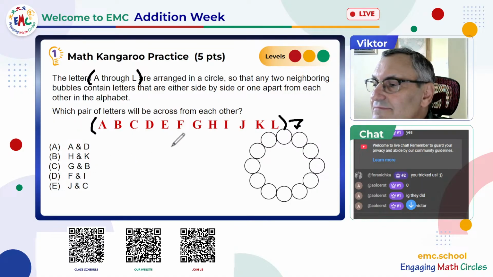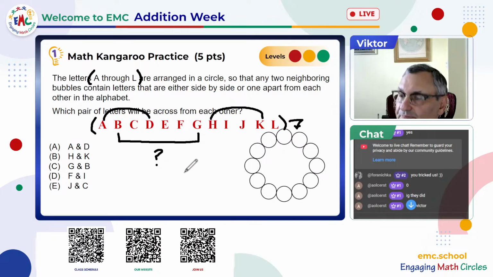Where can we find that more easily? I would say that we have to probably investigate H and K. No, H and K is too close to each other. A and D is too close to each other. How about G and B? Maybe G and B might work. We have to figure that out because they're more far away from each other than any.